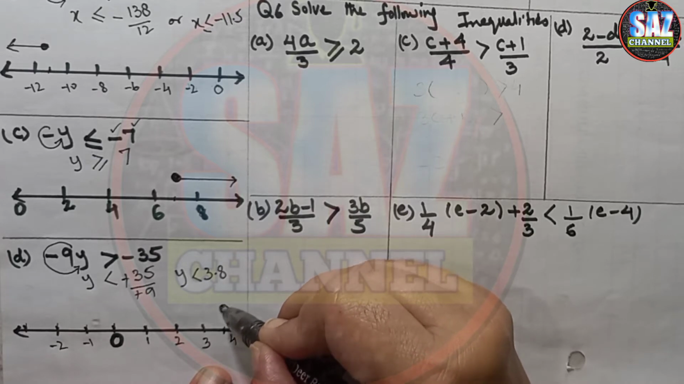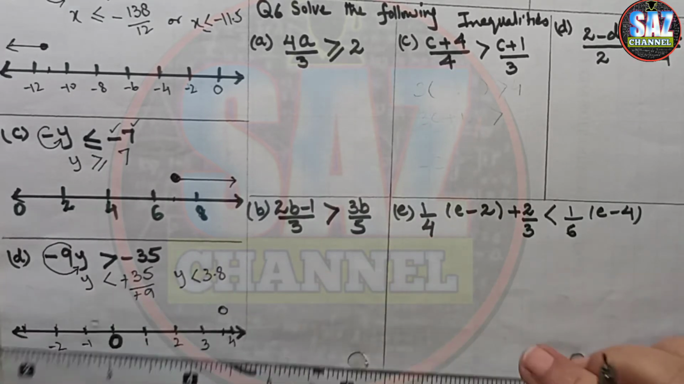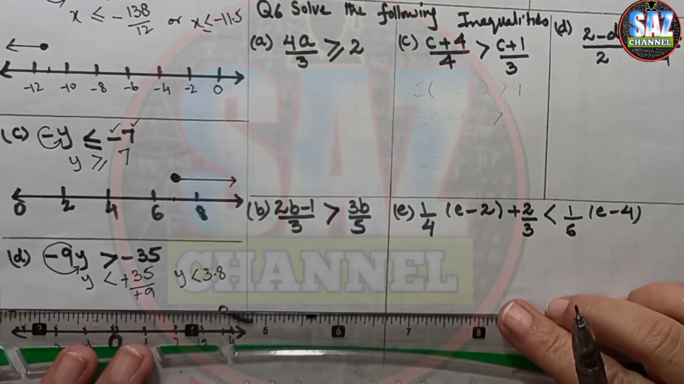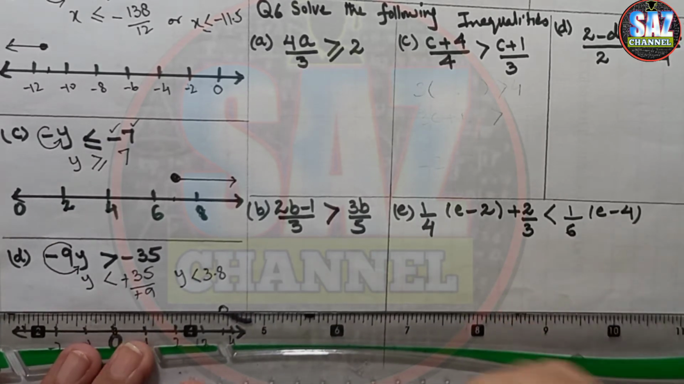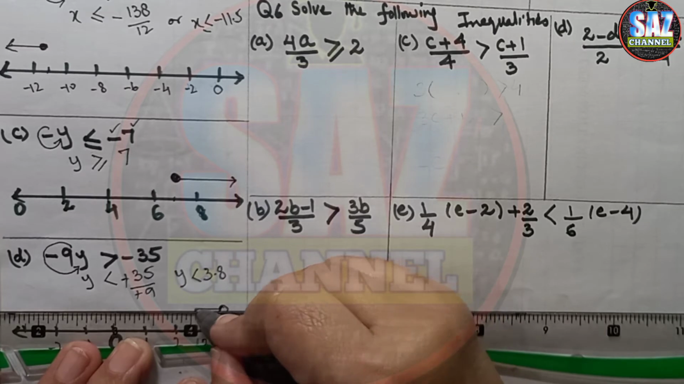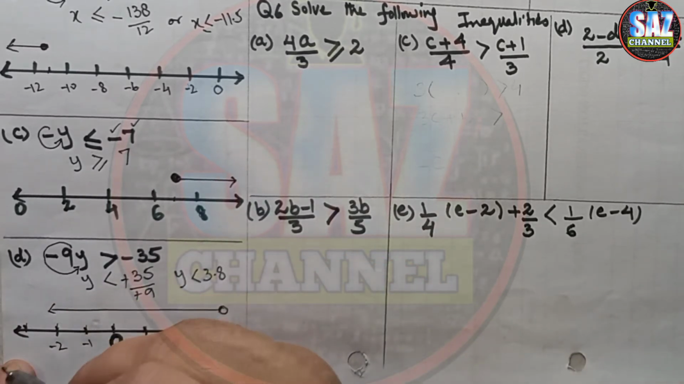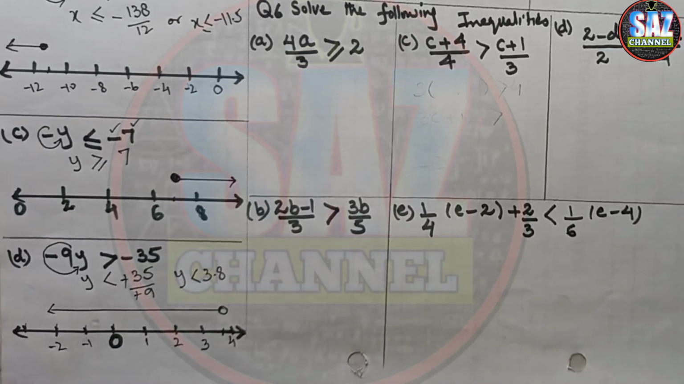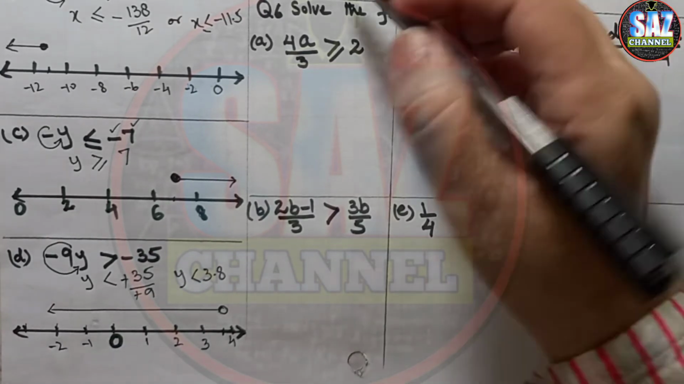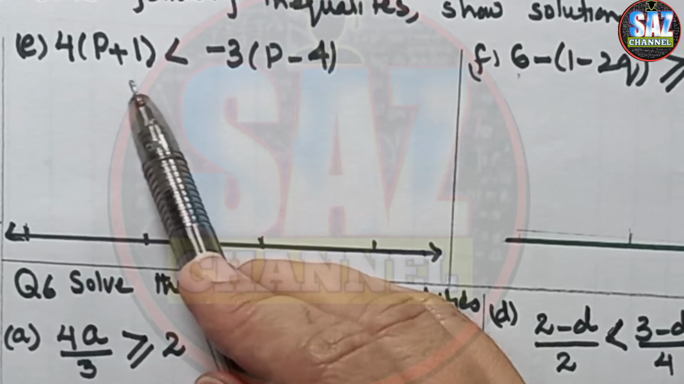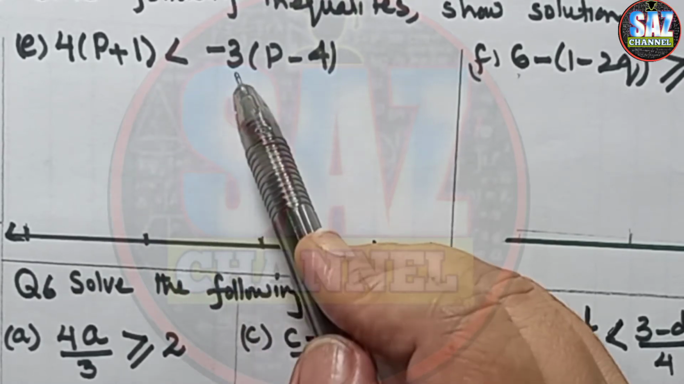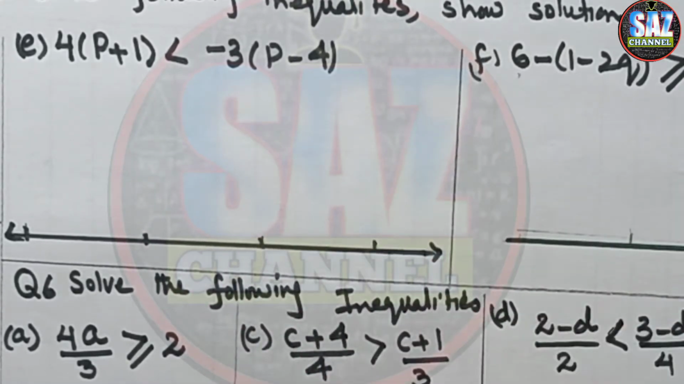I'll mark the point here, and I need the values of y less than this number. So I will be moving towards the left-hand side, and my dot will be hollow because this is just a less than condition. Let's move to the next part of the question, that is 4(p + 1) < -3(p - 4).